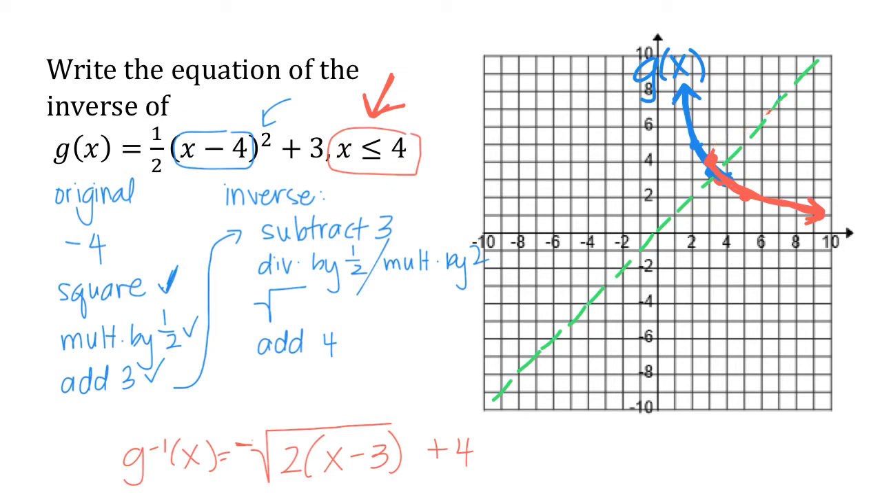When we reflect that blue half of a parabola over the line y equals x, we just get that red curve, that red part, which is just a negative square root function. So basically any time the original parabola has a less than or equal to symbol here, we're just going to put a negative in front of the square root. If it has a greater than or equal to symbol, then we're going to just leave the square root to be positive for our answer.